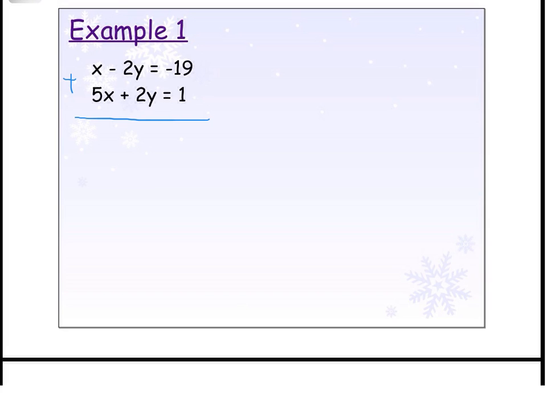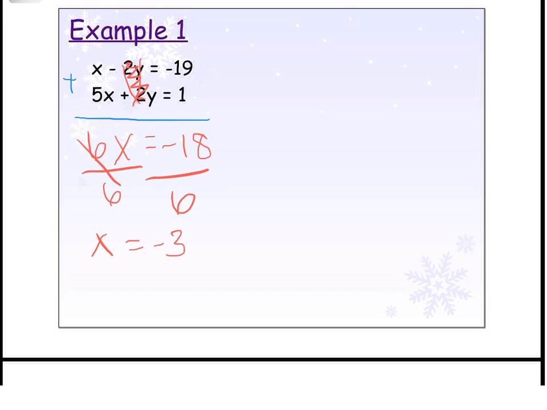So if I take x plus 5x, I get 6x. So I'm just adding. Negative 2y plus 2y cancels. So I'm going to scribble that out. And that is equal to negative 19 plus 1, which is negative 18. So now I have 6x equals negative 18. This is a one-step equation. I can just divide by 6. I get x is equal to negative 3. So I have one of my variables. I know x is negative 3.